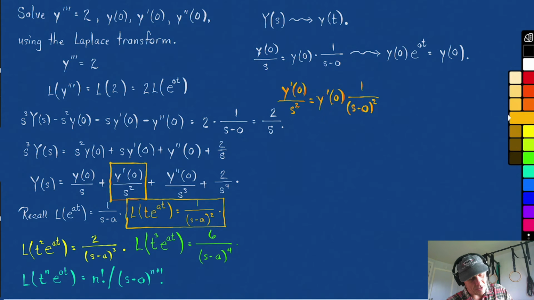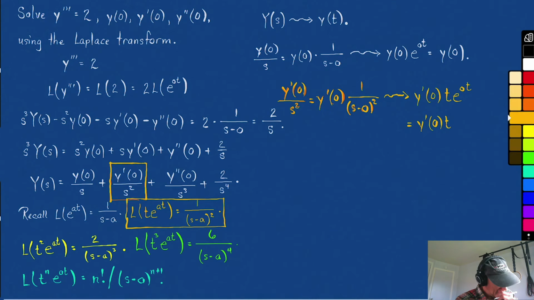Well, this transforms then into t, or our constant. So that's y prime of 0, constant, and then times t e to the 0t. But we just said that e to the 0t is 1, and so this becomes y prime of 0 times t. Now, I'm going to use yellow because I'm going to work on my third term. This third term, we'll do this in yellow. And that matches this yellow transform down below.